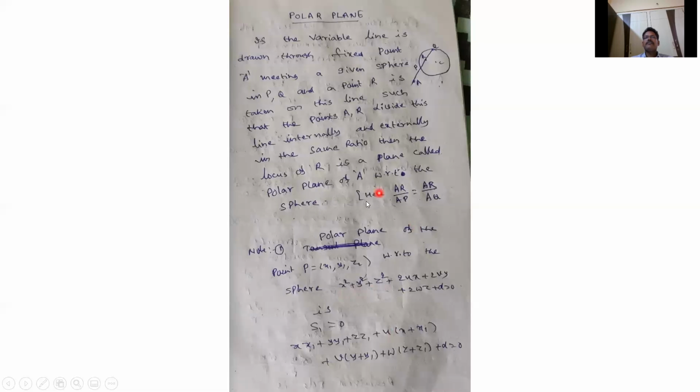So simply, if a line passes through a fixed point A and meets the sphere at P and Q, and we take a point R on this line such that the points A, R divide the line internally and externally in the same ratio, that means AR by AP equals AR by AQ, then the locus of R is called the polar plane of A with respect to the sphere, and the point A is called the pole of the polar plane. Also, the polar plane of the point with respect to the sphere is S1 equals 0.